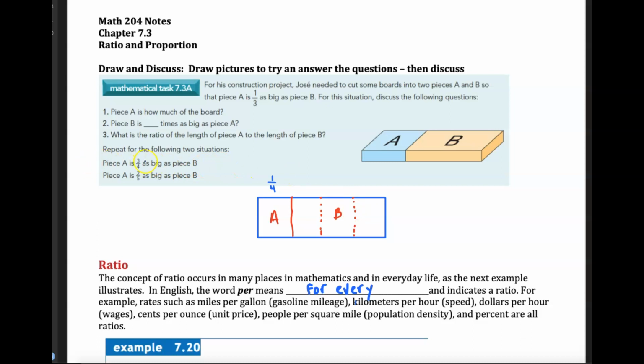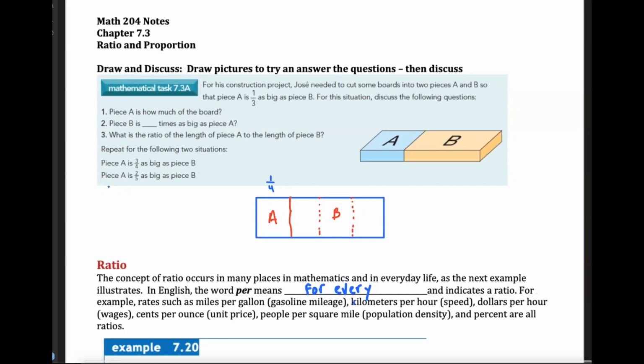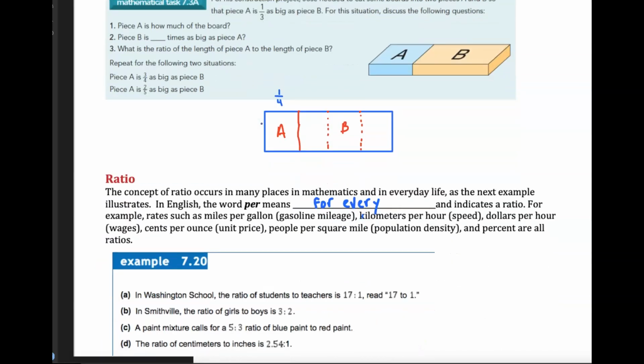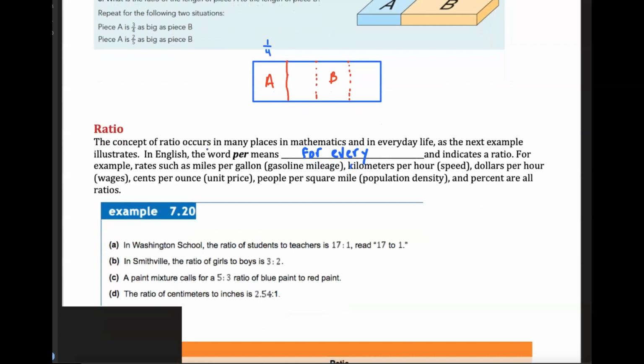If you're in a class situation, then you're going to go ahead and think about this with others here. Repeat the following scenarios for piece A is 3/4 as big as piece B, and then piece A is 2/5 as big, and see what that would look like. But this is the solution for the 1/3 situation. What we're going to talk about in this section is ratio and proportion.